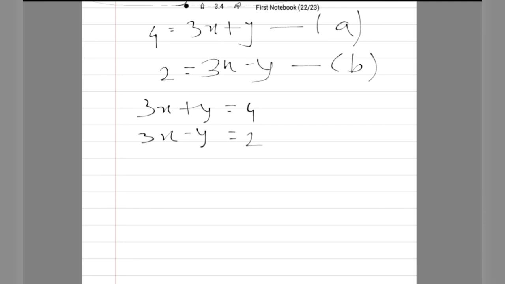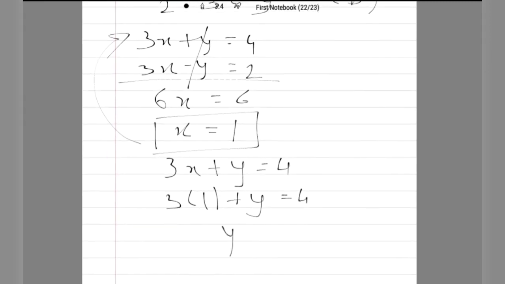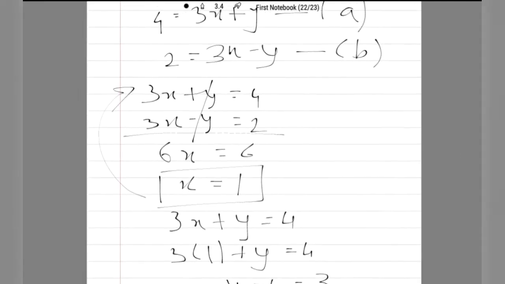So these are the two equations, we add them and the y gets cancelled. So 6x is equal to 6. So x is equal to 1. This is what we get. Again substituting this value in one of the equations, I substitute in the first equation a, that is 3x plus y is equal to 4. So 3 into 1 plus y is equal to 4. Again we get y is equal to 4 minus 3. So y is equal to 1. So this is what we get as the values of x and y.